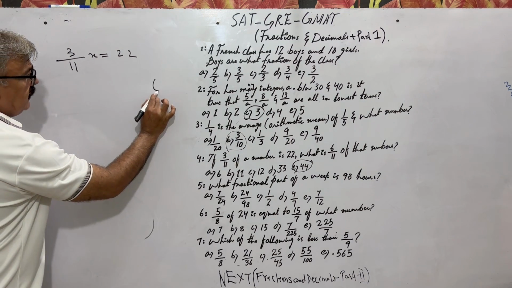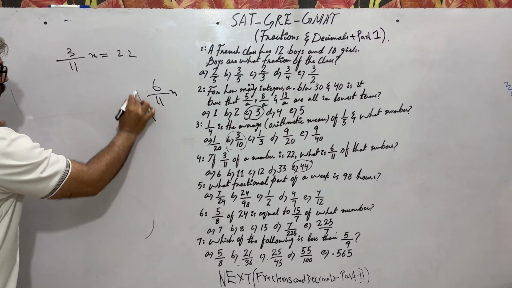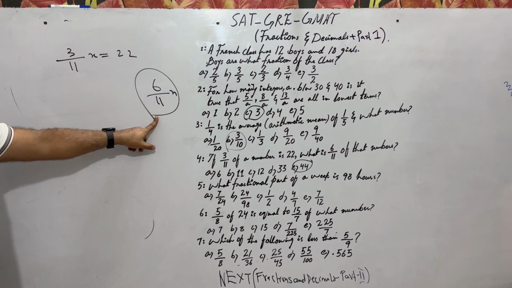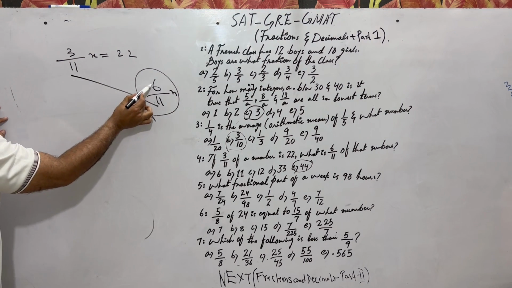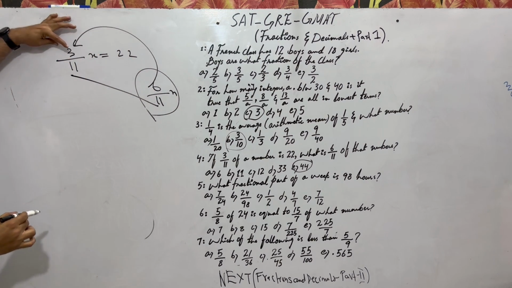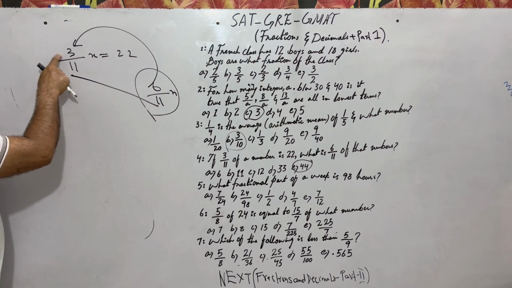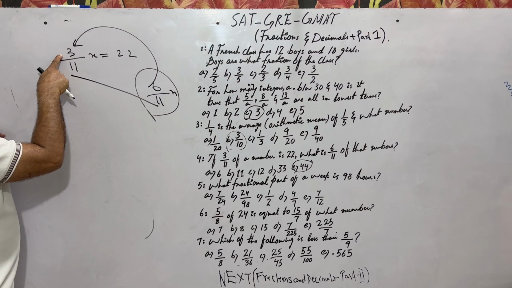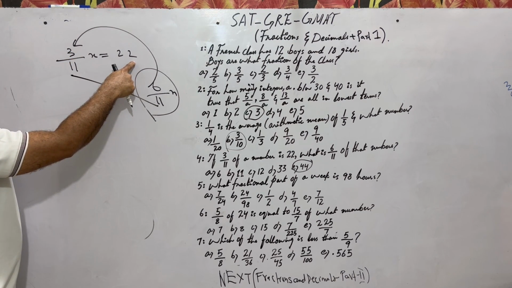We are asked to find 6 upon 11 of that number. 6 upon 11. Look at this. 11 is there. 6. Here is 3. If we simply multiply by 2, it will become 3 times 2, 6. 6 over 11 times the number is going to be 44.